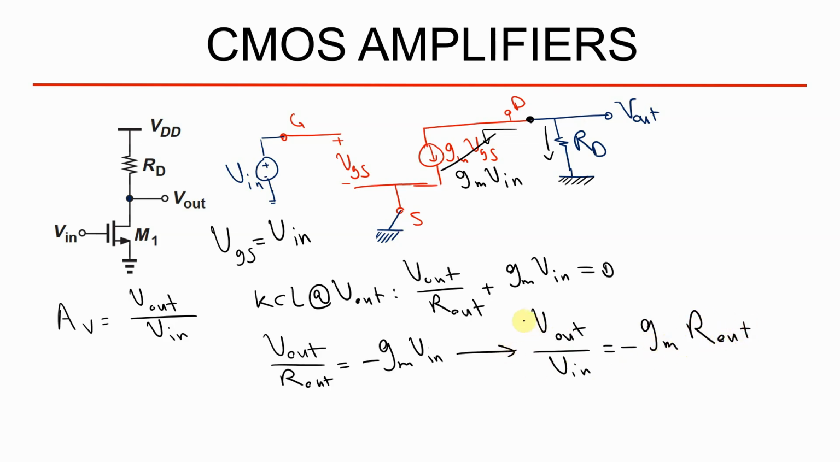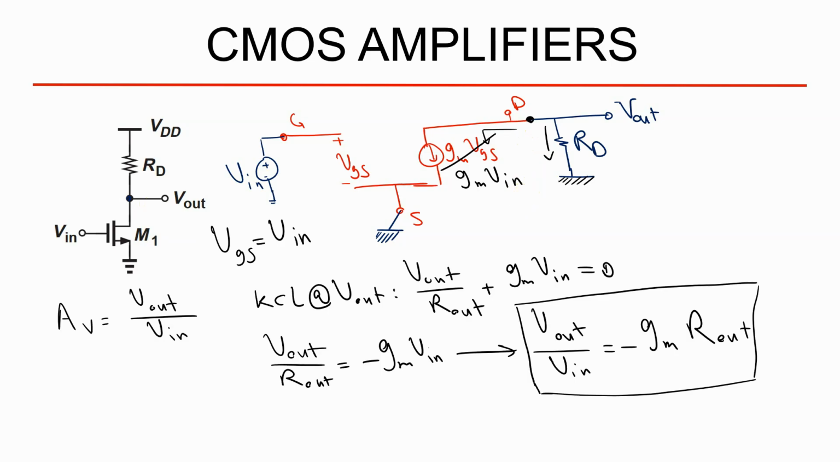So this is the gain of this amplifier, minus gm RD, by neglecting the channel length modulation, because there is no early effect or channel length modulation, so I neglect the resistance between drain and source. Don't worry about it. I'll add it in just a matter of seconds later.